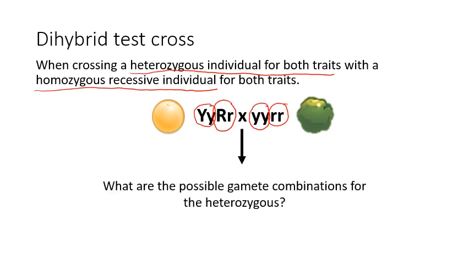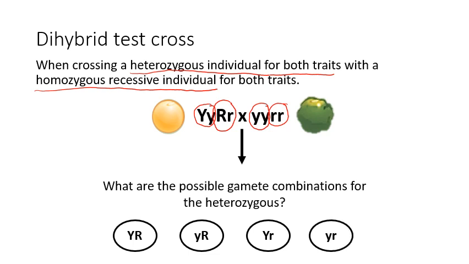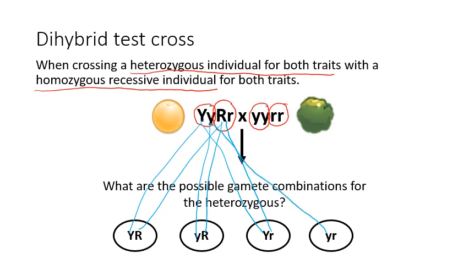If we look at the possible gamete combinations for our heterozygous individual, the yellow smooth pea, these are the combinations that we can potentially get. You can see that we can get a combination with the capital Y, capital R here. We can get a combination with the lowercase y, capital R here, the capital Y, lowercase r here, and then both lowercase letters are our fourth gamete that this pea can potentially produce. You can probably see where this is going next.